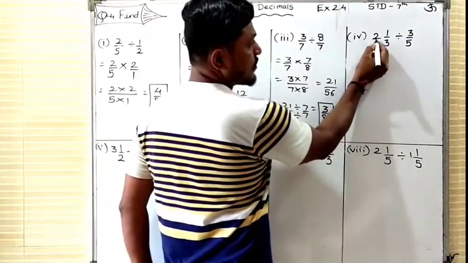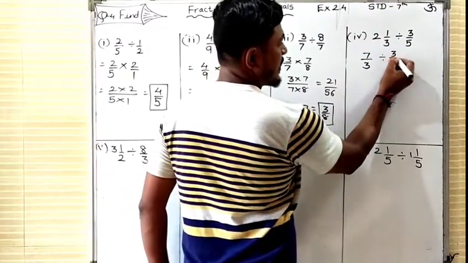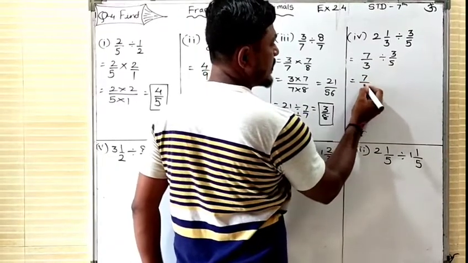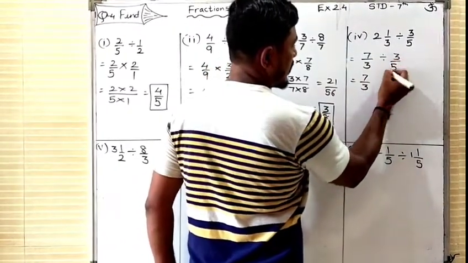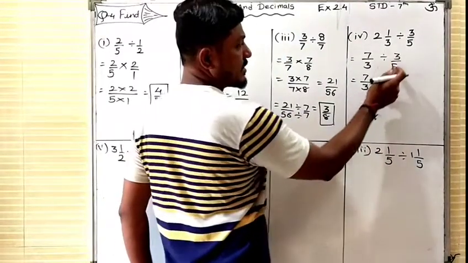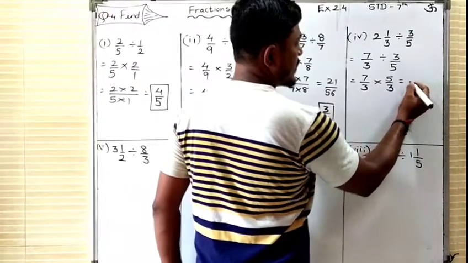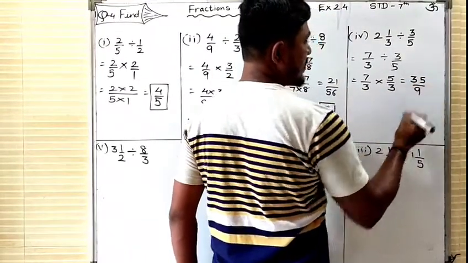Then convert this thing to 3 the 6 plus 1, 7 by 3. Division as it is. Then in next step you convert this division to multiple. That is, in place of division put multiple sign. 3 by 5 will become 5 by 3. Then 7 5s are 35 and 3 3s are 9.